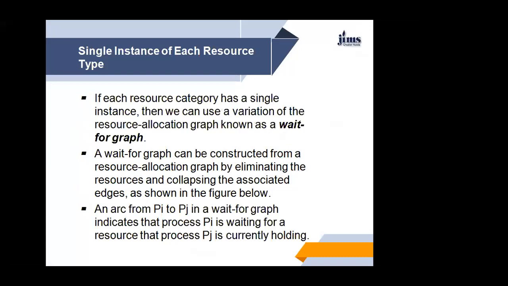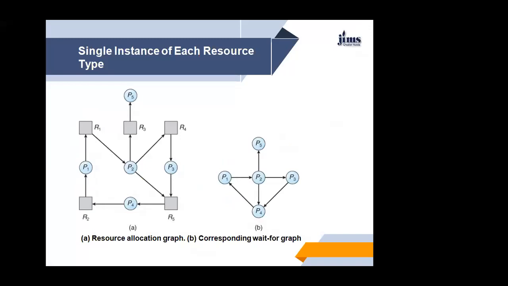For a single instance of each resource type, if each resource category has a single instance, then we can use a variation of the resource allocation graph known as a wait-for graph. A wait-for graph can be constructed from a resource allocation graph by eliminating the resources and collapsing the associated edges. As we see in the figure, this is the single instance of each resource. In the first figure is the resource allocation graph, and the next one is the corresponding wait-for graph.